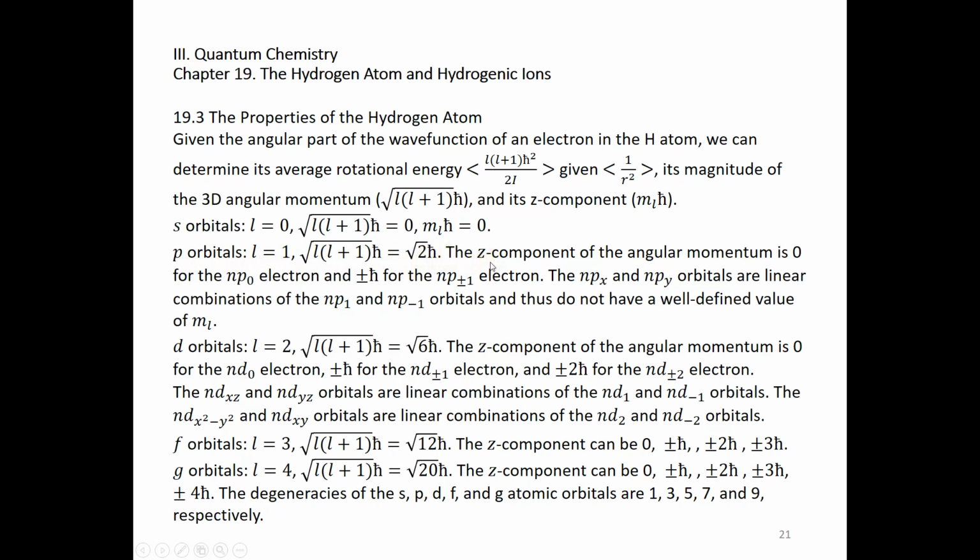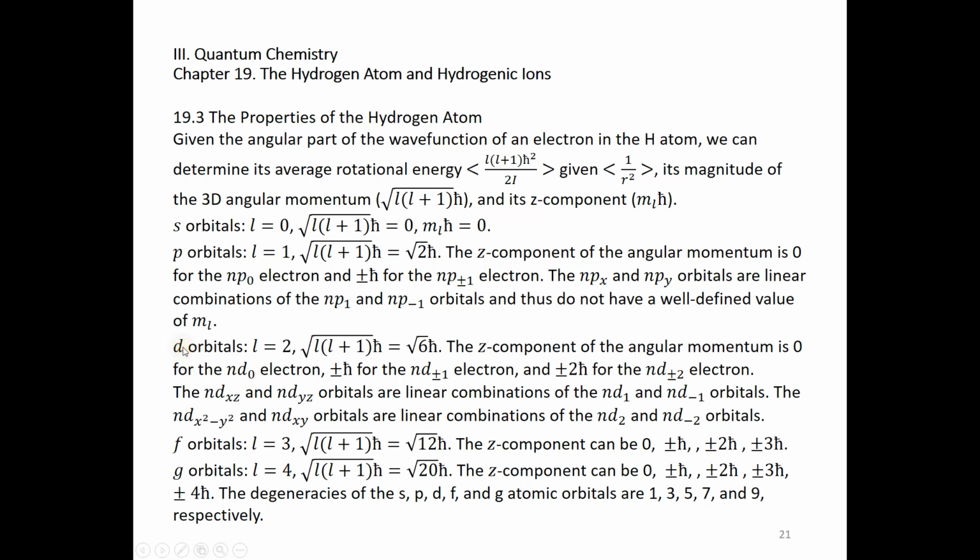What about the z component? We may have 3 different values. It can be 0. It can be plus minus h bar when m sub L is plus minus 1. Again, px and py do not really have a specific value for the z component. We need to do a linear combination of px and py to get either plus h bar or negative h bar. So again, p plus minus 1 wave functions are linear combinations of px and py. At the same time, px and py are linear combinations of p sub plus minus 1.